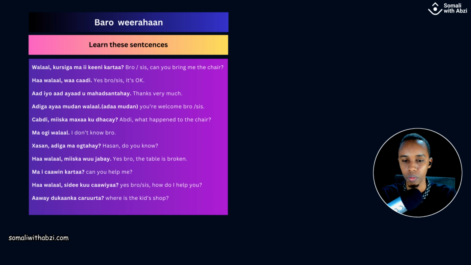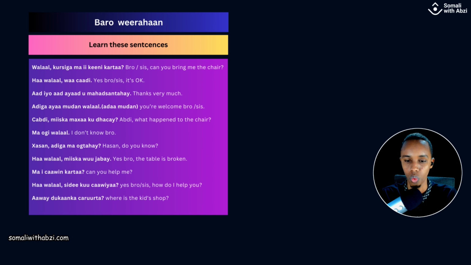Yeah? "Ha walaal, miiska wuu jabay." "Miiska wuu jabay." "Jabay" is in the past. Yeah? "Miiska wuu jabay." So "ma i caawin kartaa?" That's can you help me? "Ma" is a question word. "I" is me, of course. "Caawi" is help. So we add this "na" at the end because it was already "caawi". You can also drop that "na". "Ma i caawi kartaa" or "ma i caawin kartaa". Both are correct. "Ha walaal, sidee kuu caawiyaa?" So this "ku" is making it "you". "Sidee caawiyaa", like how I help. "Sidee kuu caawiyaa", how do I help you?